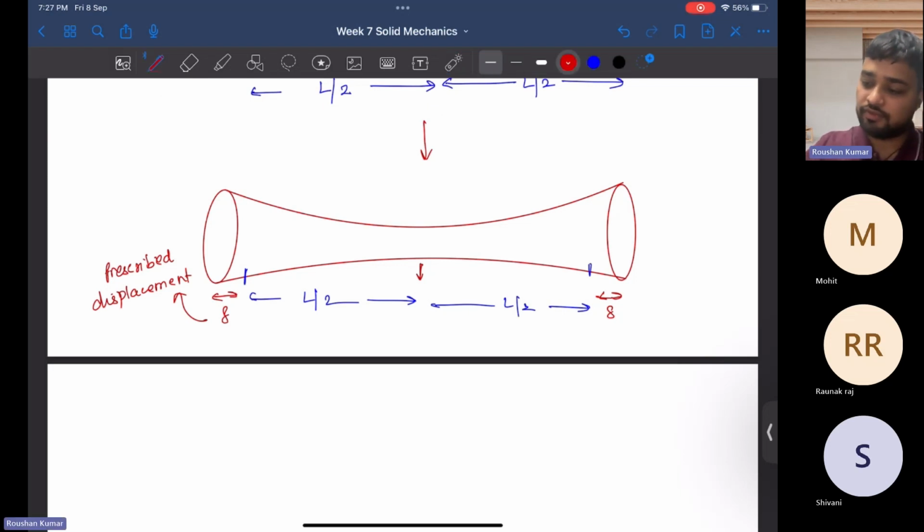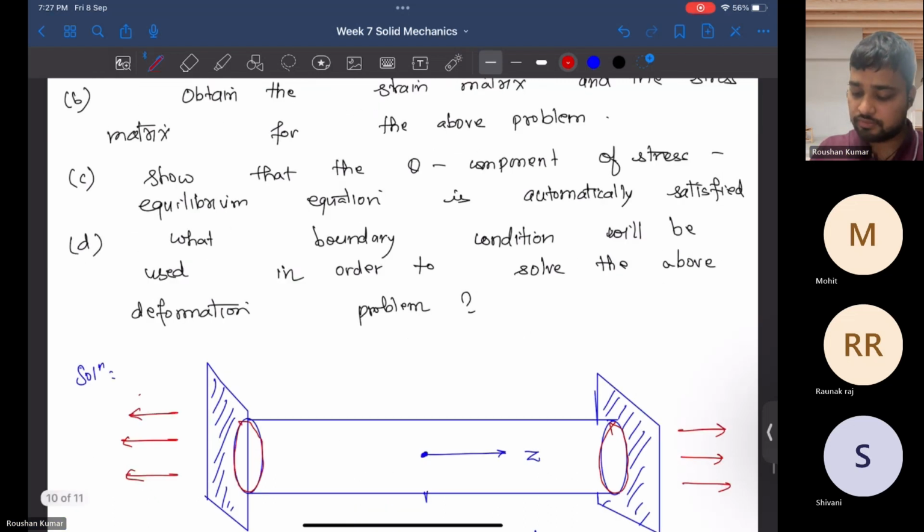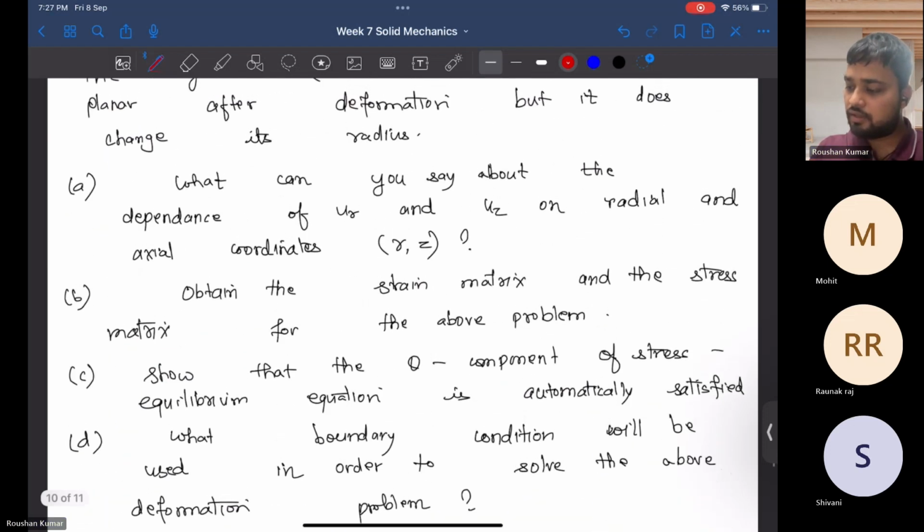So from this figure we can conclude that UZ is also a function of R, and UR is also a function of R. And along with that, UR is also a function of Z.